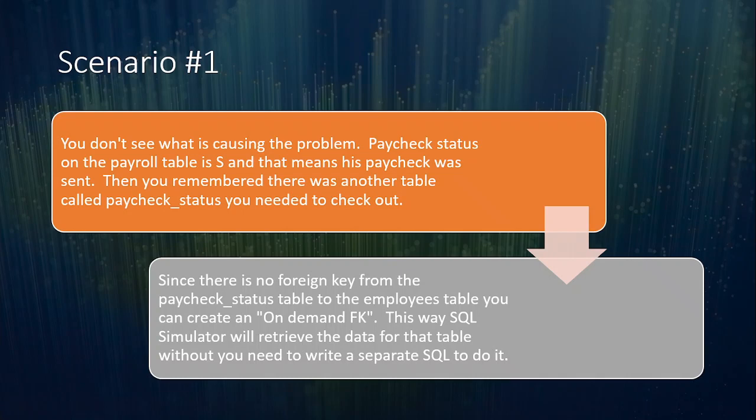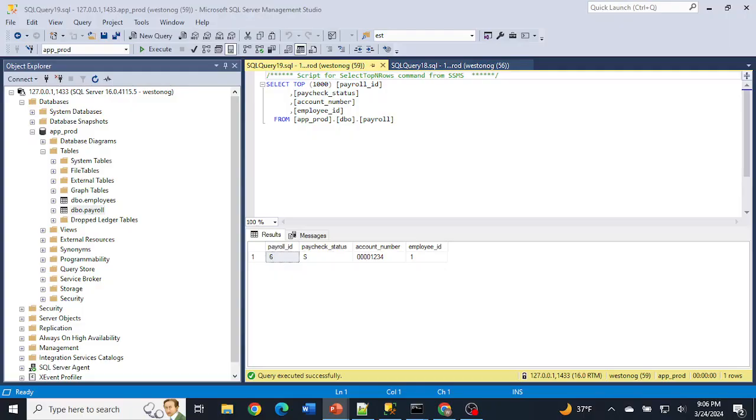Okay. So you don't see what is causing the problem as to why the employee was not able to get their paycheck. The paycheck status on the payroll table is S, and that means his paycheck was sent. Then you remember there was another table called paycheck status you needed to check out. Since there is no foreign key from the paycheck status table to the employees table, you can create an on-demand foreign key. This way, SQL Simulator will retrieve the data for that table without you needing to write a separate SQL to do it.